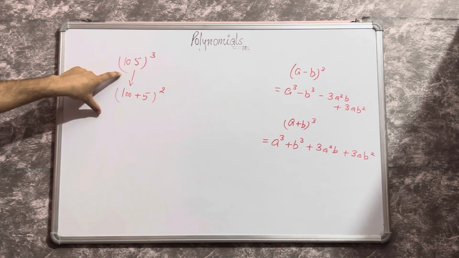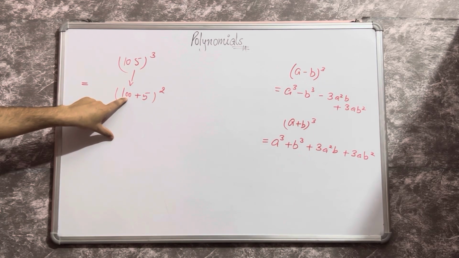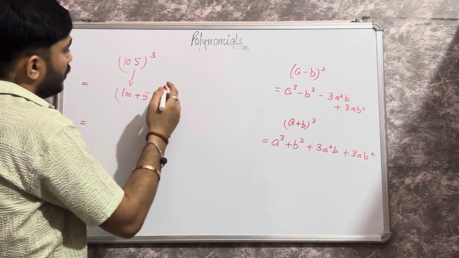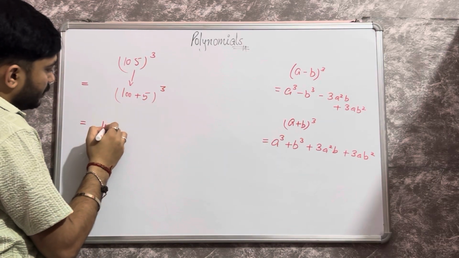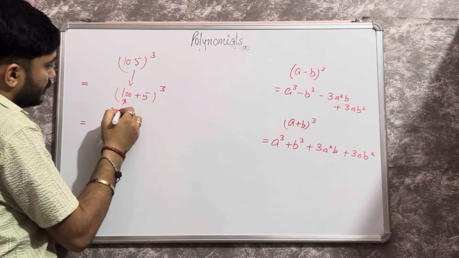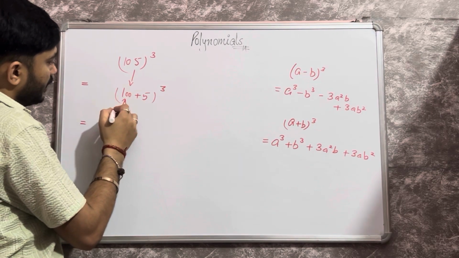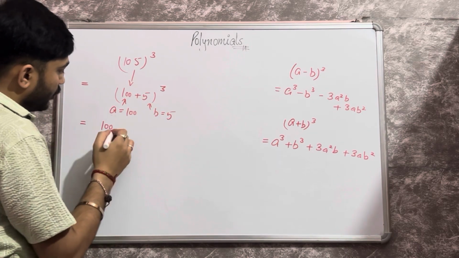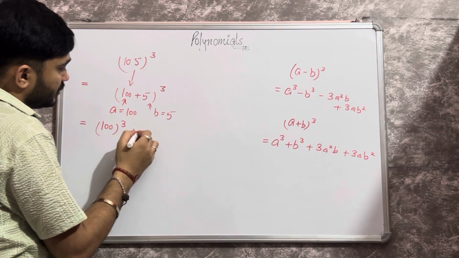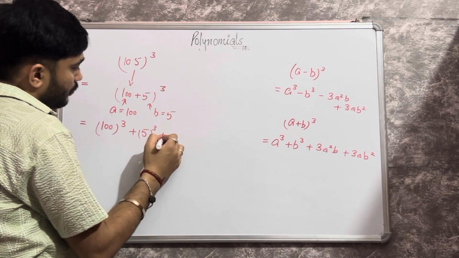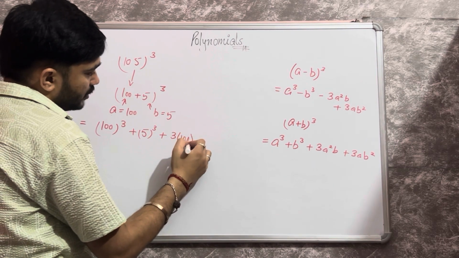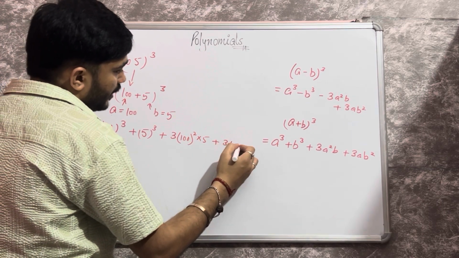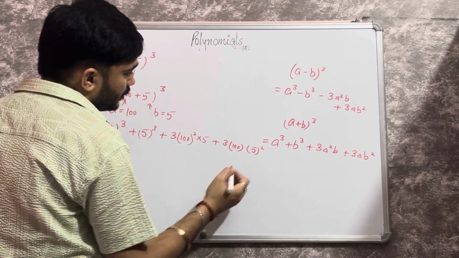We approximate to the nearest multiple of 10, that is 100 plus 5. So apply the cube formula here. a here is 100 and b here is 5. We get 100³ + 5³ + 3 × 100² × 5 + 3 × 100 × 5².